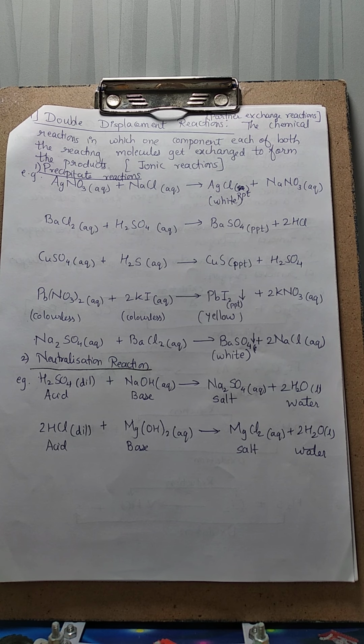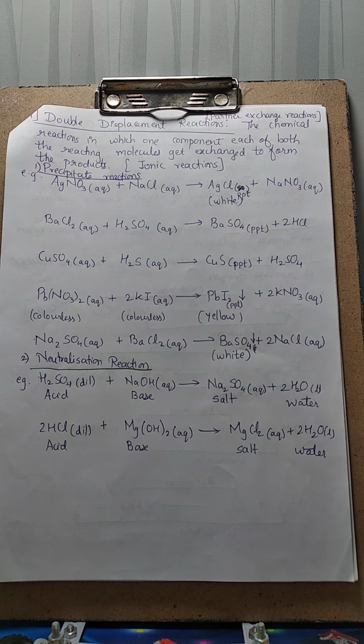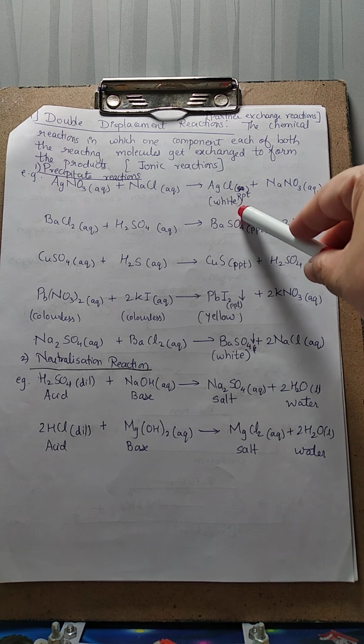One is precipitate reactions, where in all these reactions precipitate is formed. What is precipitate? When two solutions mix with each other, a residue is formed at the bottom which doesn't get mixed with the solution. That residue, that leftover, is called a precipitate. So in all these reactions, PPT, that is precipitate, or a downward arrow, is written. Or neutralization reaction is also possible, where acid and base react with each other to form salt and water.